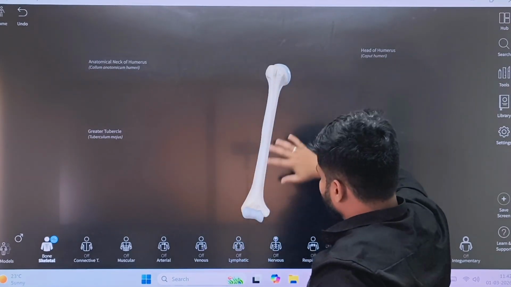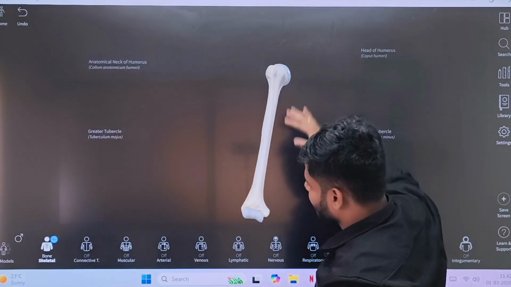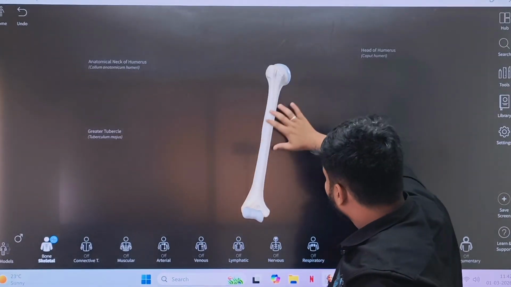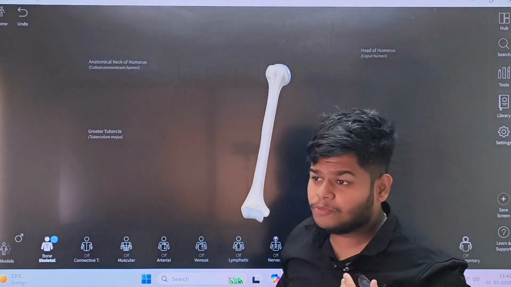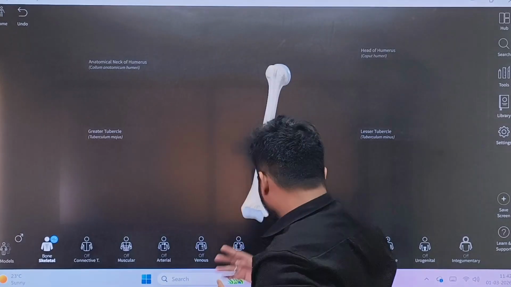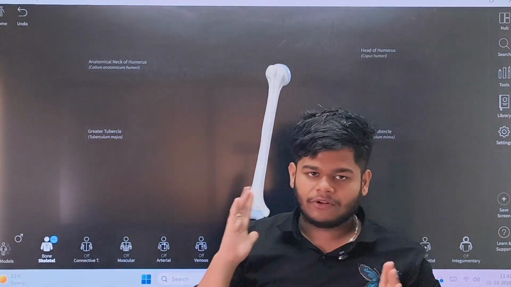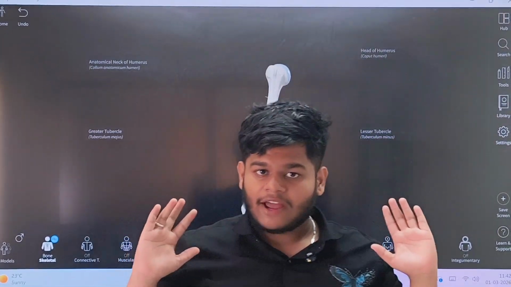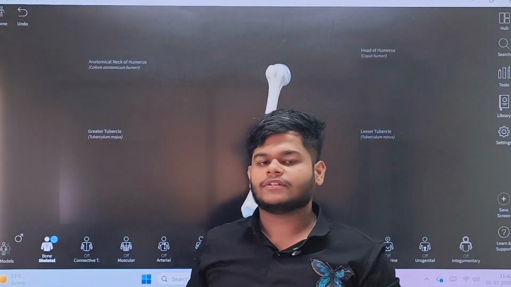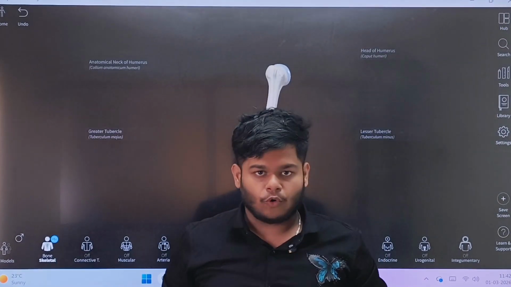This is the shaft. Okay, this is a long shaft. In the upper part, the shaft is assumed to be round, and in the lower part it is assumed to be in a triangular shape. Now whenever there is a triangular shape, there are three borders and three surfaces, as we know.